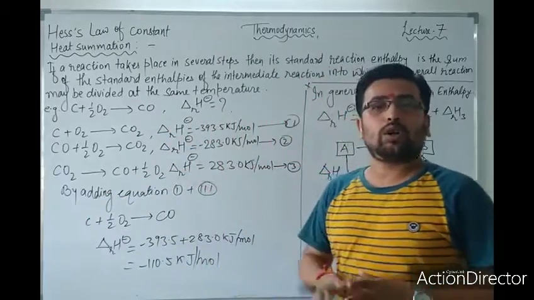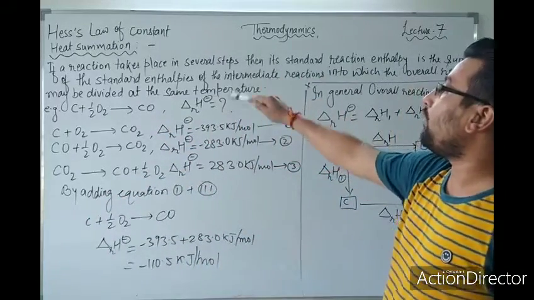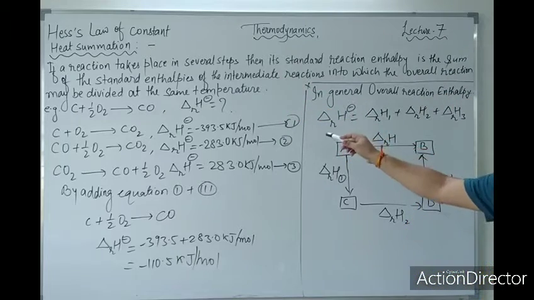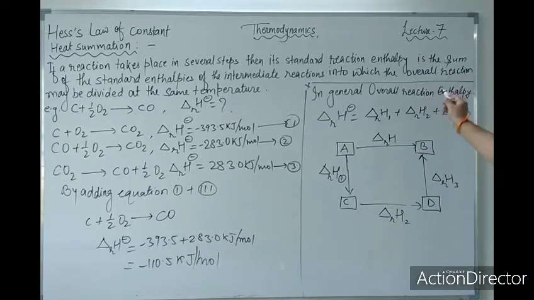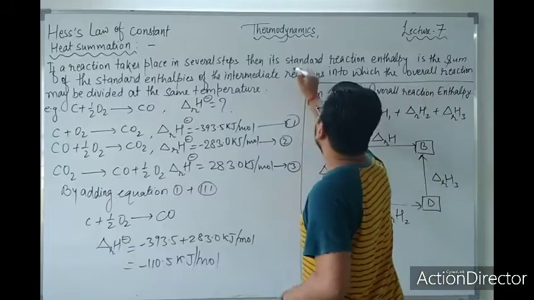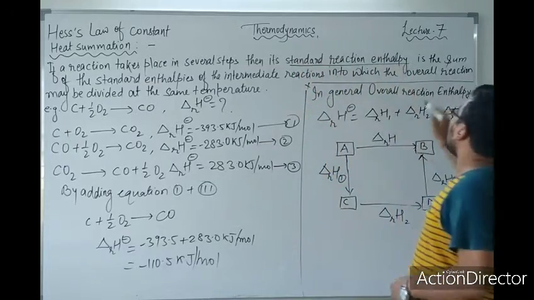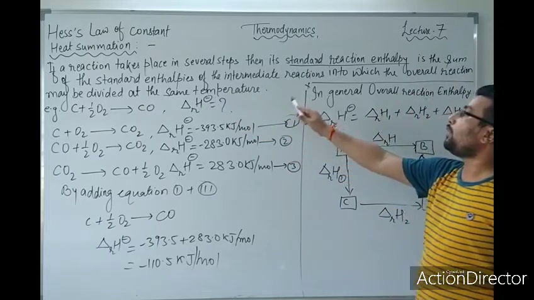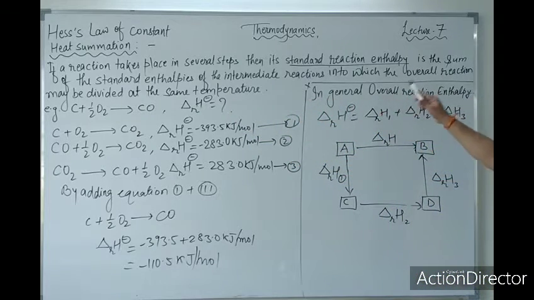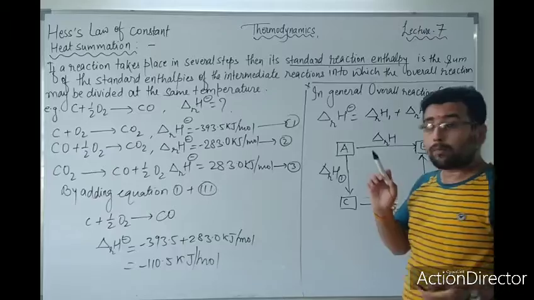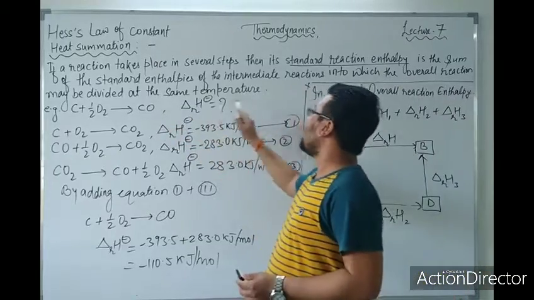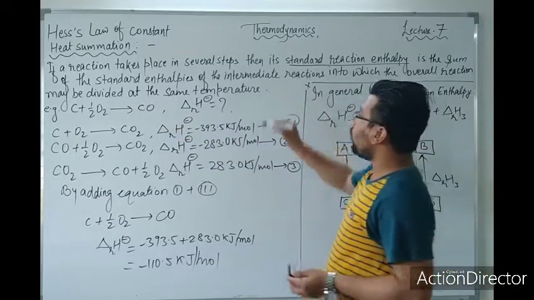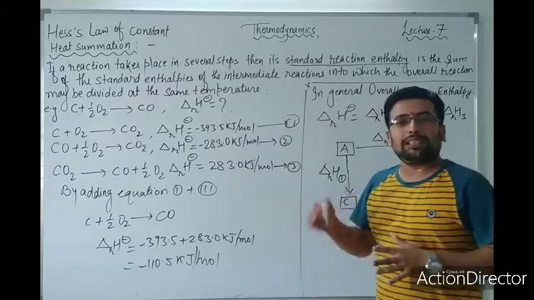So Hess's law is this: if a reaction takes place in several steps, then its standard reaction enthalpy, remember this word, standard reaction enthalpy, is the sum of the standard enthalpies of the intermediate reactions into which the overall reaction may be divided, at the same temperature.